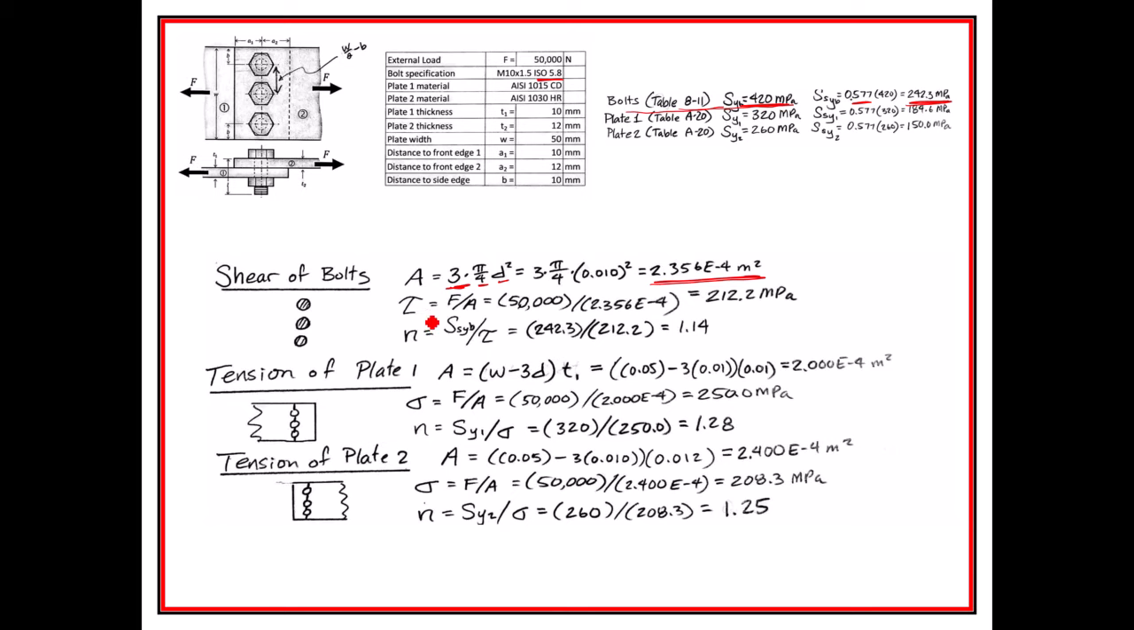And so I'm going to use that down here. And then the shear stress, I should have pointed out, was going to be 50,000 divided by that area. I get 212.2, and so I get a safety factor of 1.14 when I divide that strength by that stress.